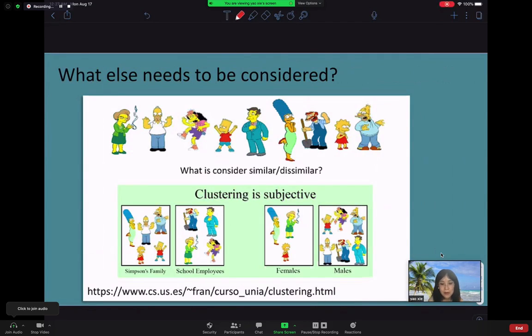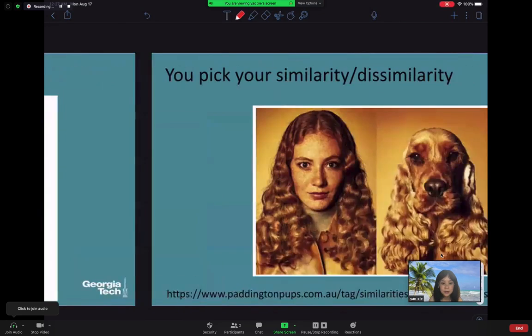For example, if I define a group as Simpson's family and school employee, I end up having these two groups. But if I define the group metric as females and males, then I will end up having different ways to group them, right? So you can see this is going to change the result of my cluster if I change my definition of similar and dissimilar.